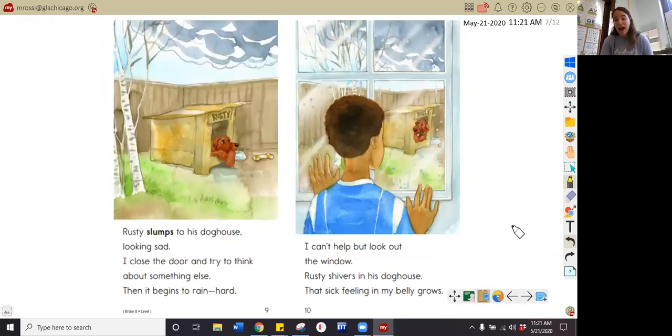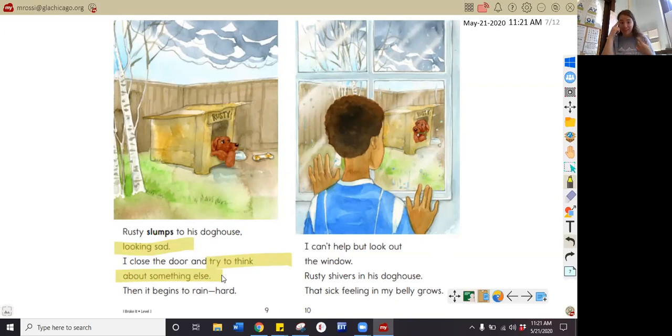Why does the boy try to think about something else? Pause your video and answer that question now. In the story, I read that Rusty looks sad, and so the boy tries to think about something else. So that makes me think that the boy feels bad, or he feels sorry that Rusty is on punishment for something that he didn't do.